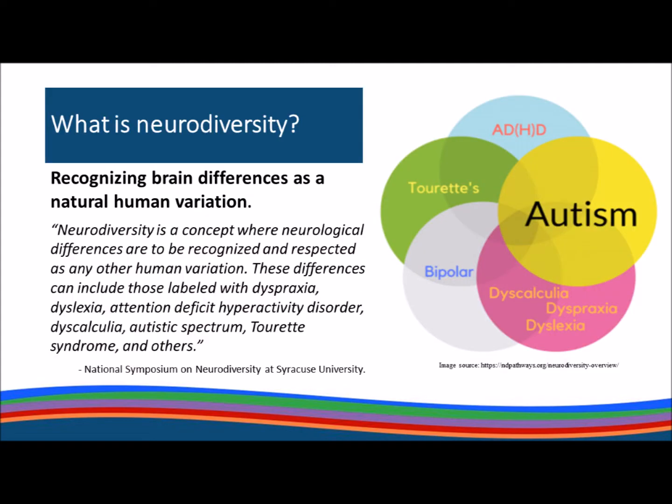So what is neurodiversity? Let's start with what neurodiversity is not. Neurodiversity is not a theory or a way of thinking, it's a fact. For basics, neurodiversity refers to the diversity of human brains and to recognizing brain differences as a natural human variation. We use the term neurodiversity in line with other forms of diversity. For example, we recognize the neurodiversity of our student population.